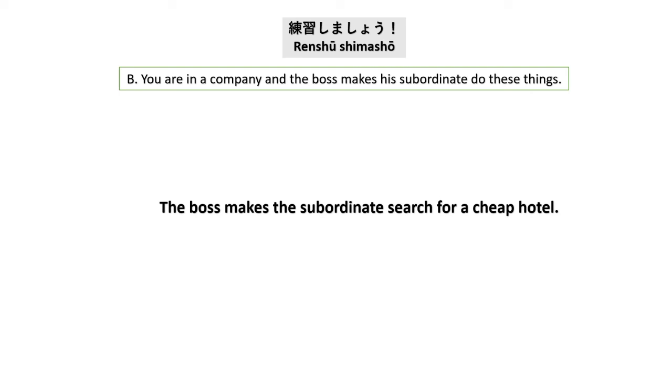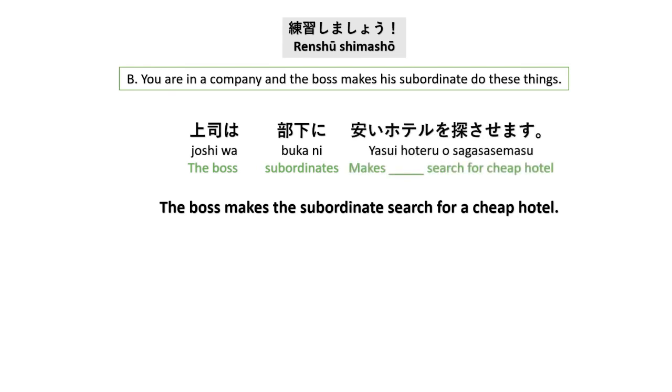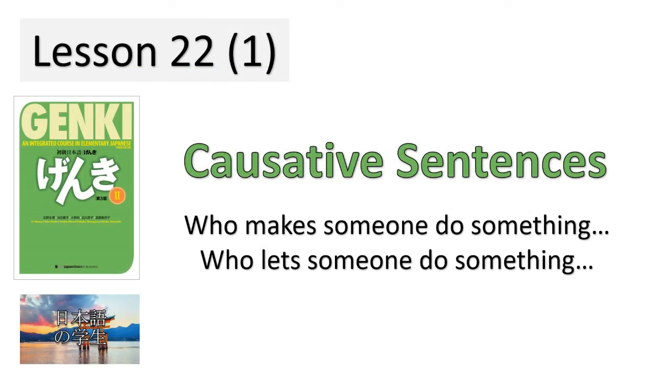And lastly, we have the boss makes the subordinate search for cheap hotel. 安いホテルを探させます。探させます comes from 探させる, which comes from 探す, which is to search. Okay?